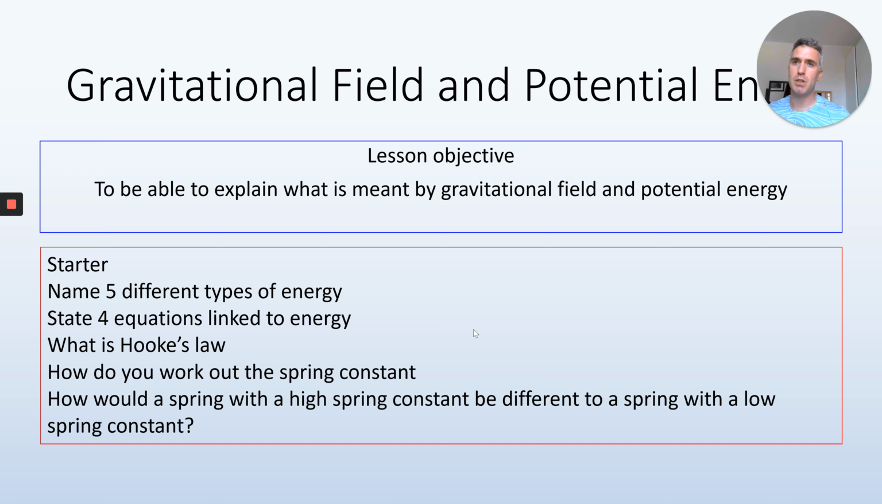Name 5 different types of energy. And then can you give me 5 equations linked to energy? What is Hooke's law? How do you work out the spring constant? And how would a spring with a high spring constant be different to a spring with a low spring constant? Okay, pause, answer the questions. I'll give you the answers in a moment.